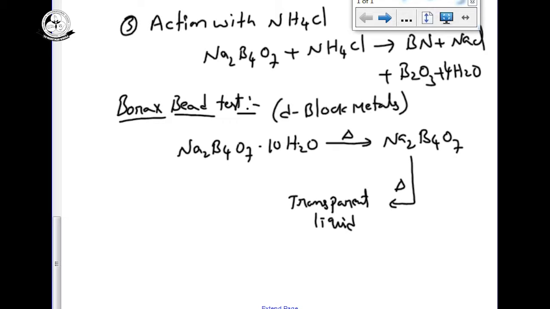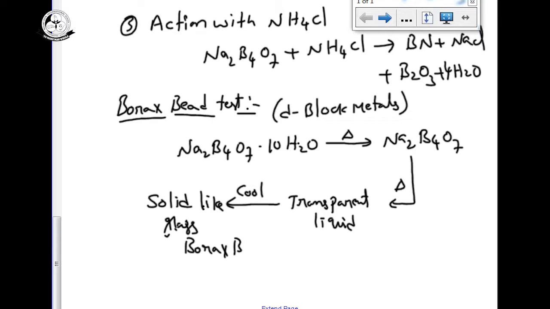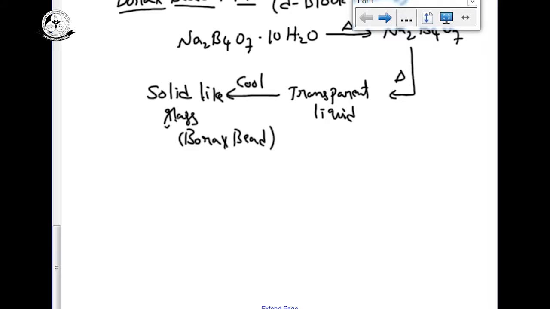This transparent liquid we can cool, and we get a solid like glass. It's a transparent solid, and it is called the borax bead. This borax bead is used in the laboratory for the identification of transition metals, that is our d block metals.